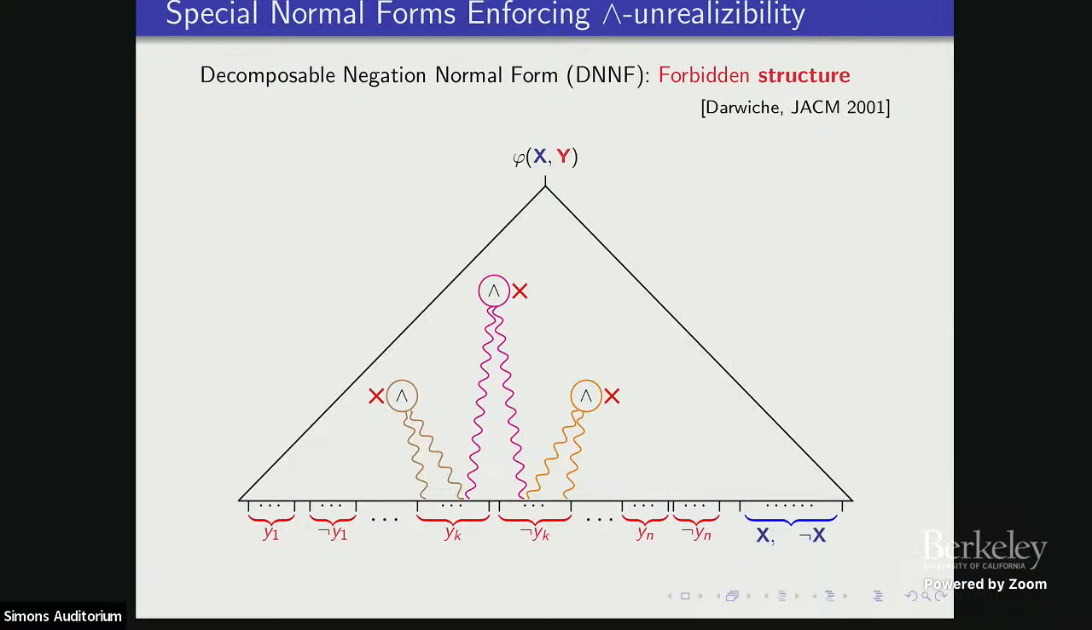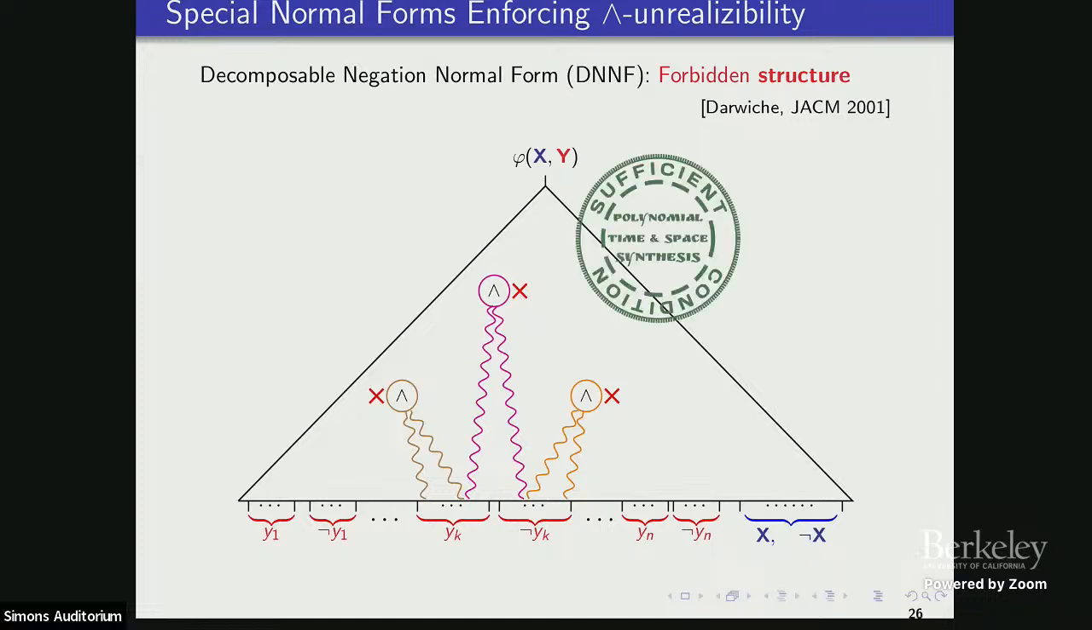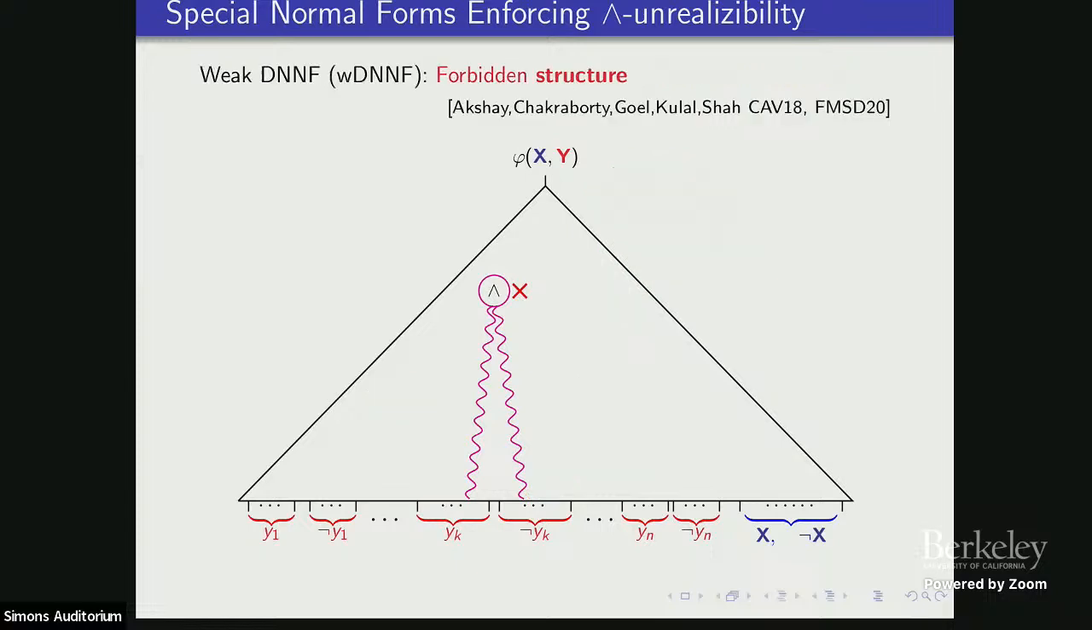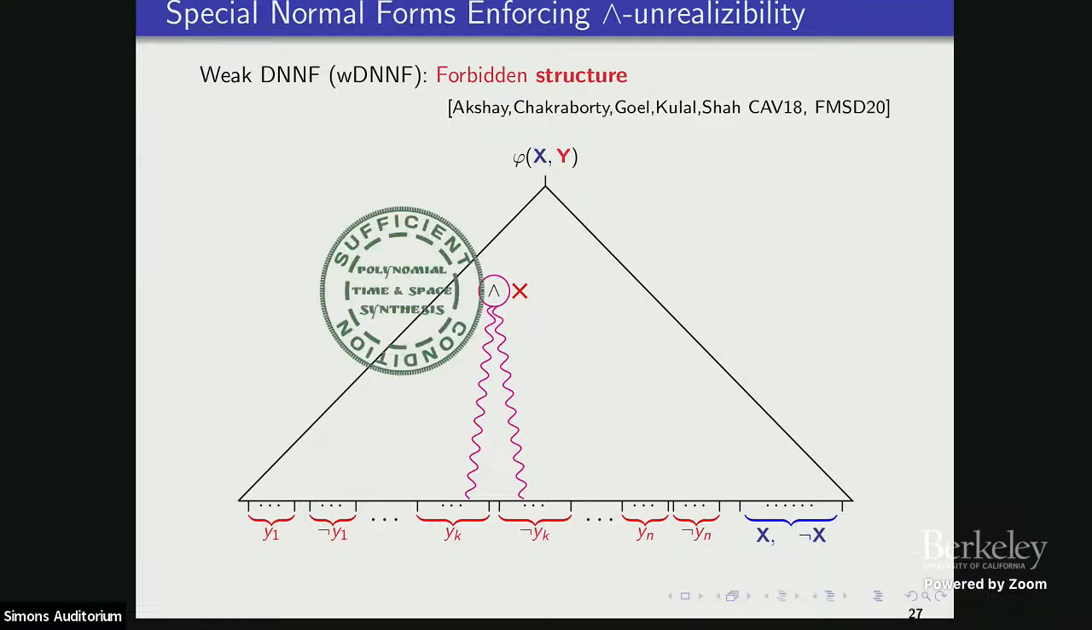So if the specification is already in decomposable negation normal form, it already satisfies the AND unrealizability condition. So then this is good. So this is sufficient for polynomial time and space synthesis. We can weaken this by saying that, well, all I require is that the y and the y bar should not meet up at an AND gate. There should be no topological paths from y and y bar meeting up at an AND gate. And this is also sufficient because this also ensures AND unrealizability.